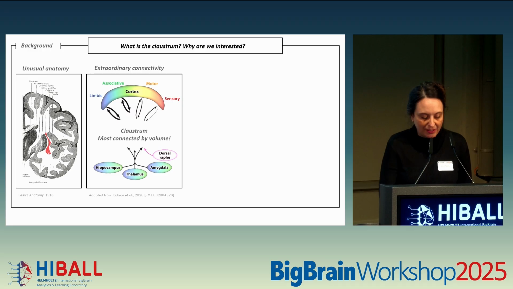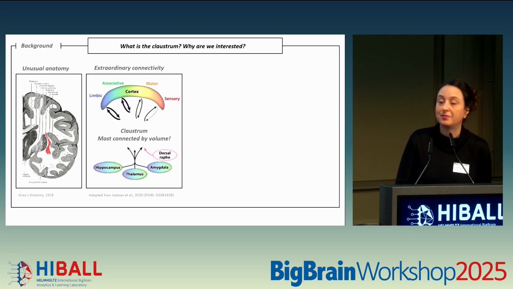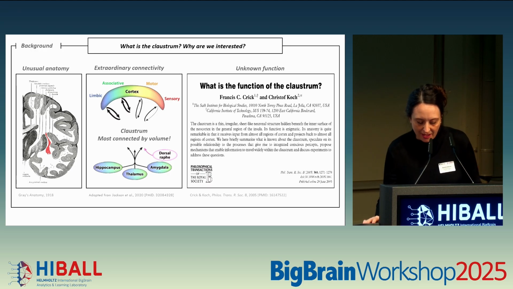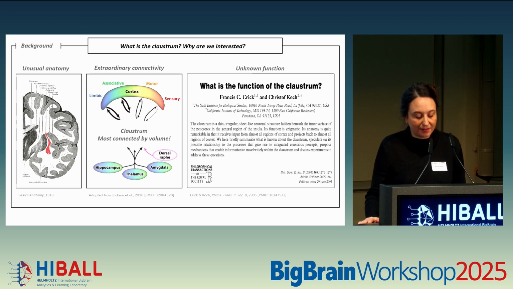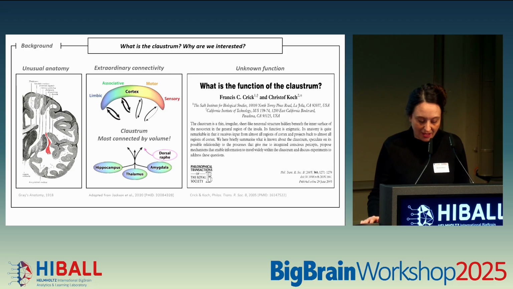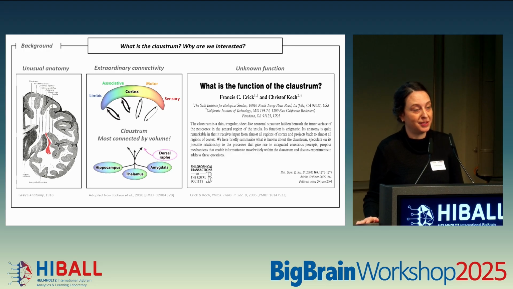It has bilateral connectivity with most of the cortex, especially with the prefrontal lobe, and it also has inputs from several subcortical areas. And in this 2005 paper from Francis Crick, they speculated that on the basis of this remarkable connectivity, the claustrum might actually be a good candidate for a neural correlate of consciousness. And this speculation really kicked off now 2 decades of research in the animal world.